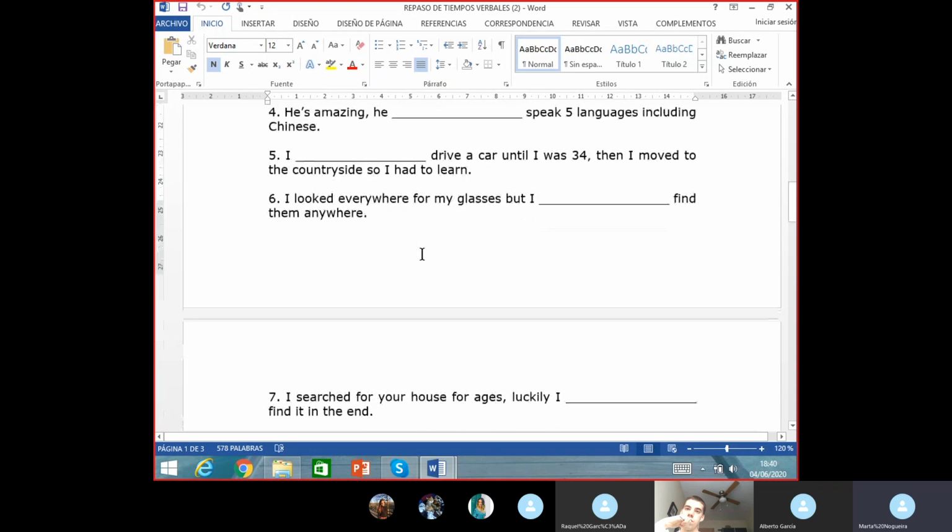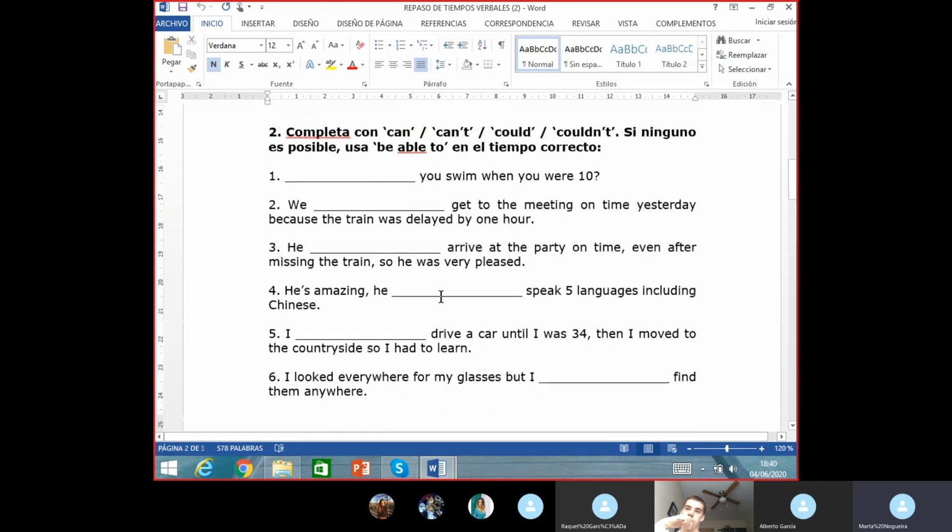So now we are going to do very, very quickly. Guys, this is very quickly because it is completing with can, can't, could, or couldn't. And if none of them is possible, you should be able to. El be able to ya sabéis que es el que se conjuga porque tiene el be. El can y can't es presente, could, couldn't es pasado. Pero si yo quiero decir o hablar en presente o en presente perfecto, pues tendrá que conjugar be able to. I have been able to do that. I will be able to do that.